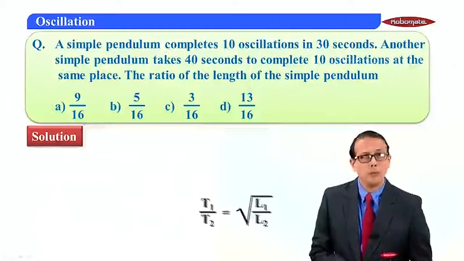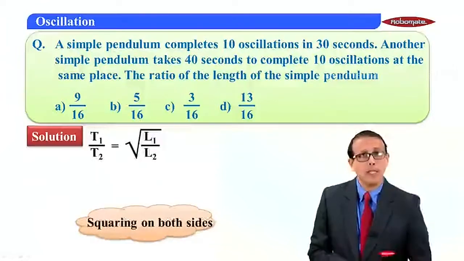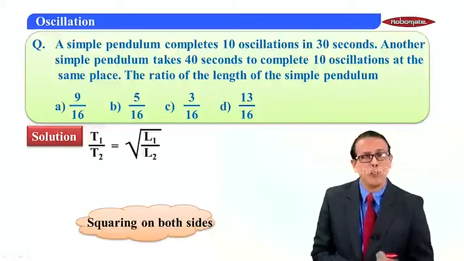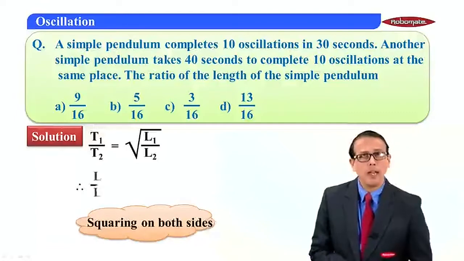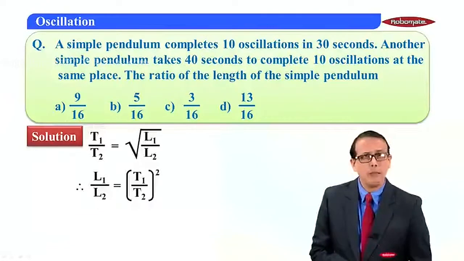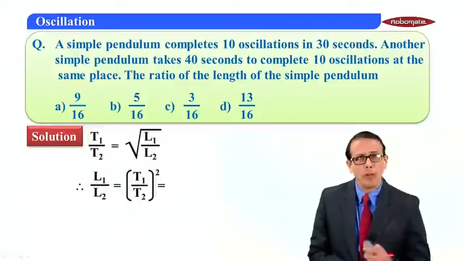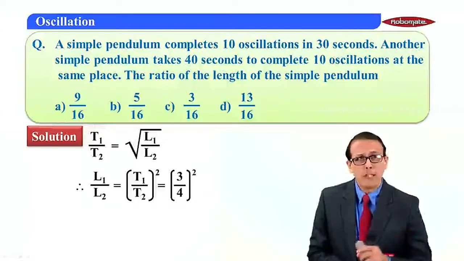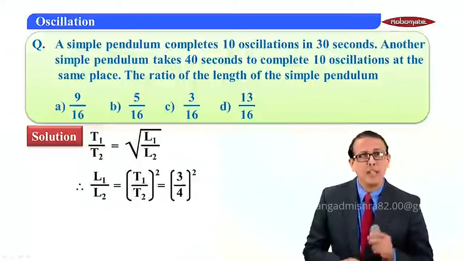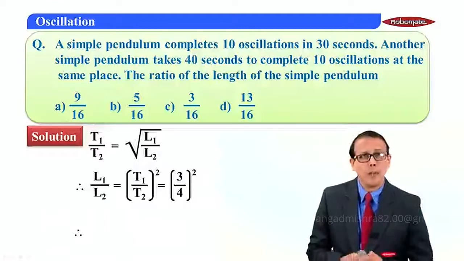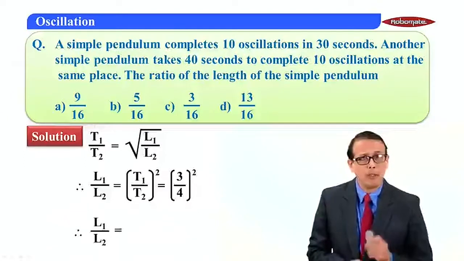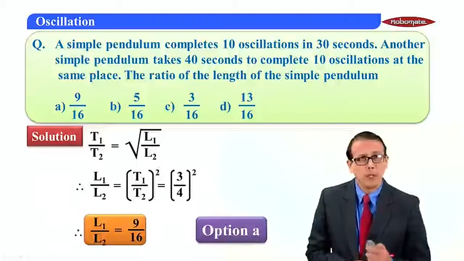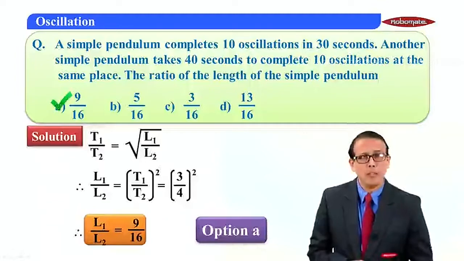Now, as we know T proportional to root L, therefore T1 upon T2 is equal to root of L1 upon L2. Now, squaring on both sides, let's arrange the answer in terms of ratio of length. Therefore, L1 upon L2 is equal to T1 upon T2 the whole square. T1 is 3 and T2 is 4. Therefore, it is 3 upon 4 the whole square. 3 square is 9 and 4 square is 16. Therefore, L1 upon L2 is equal to 9 upon 16. That is nothing but our option A. So the right answer for this MCQ is option A, 9 upon 16.